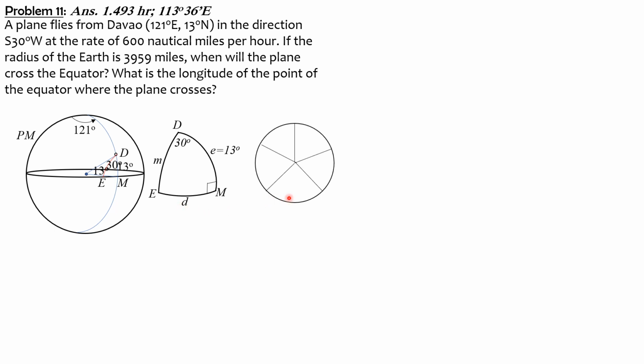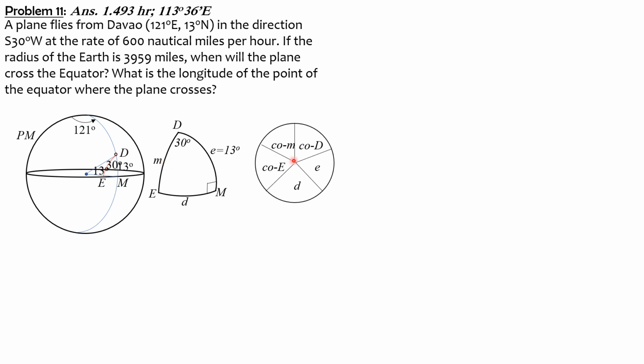So beginning with D here, next is E, then the rest would be complements of angles, complements of elements opposite to the 90-degree angle, which is capital M. So this is D, E, complement of D, complement of side M, and complement of E. So in order to compute the time it will take the plane to cross the equator, we need to compute this distance M here, side M.